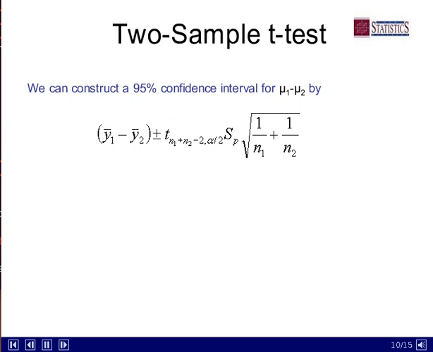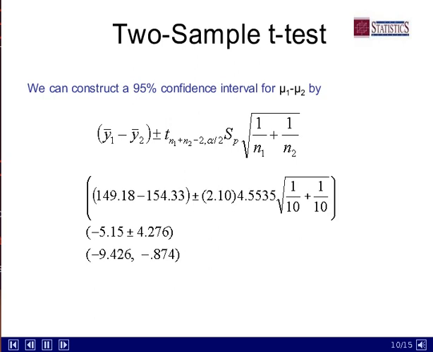We could also construct a confidence interval. Another very common way to go is to construct a confidence interval. Confidence intervals in general are of the form estimator plus or minus table value for confidence times the standard deviation. So our estimator is y bar 1 minus y bar 2. The t with n1 plus n2 minus 2 degrees of freedom at alpha over 2, which would be the same 2.1 from the critical region, is our table value. And our standard deviation, again, is SP times the square root of 1 over n1 plus 1 over n2.